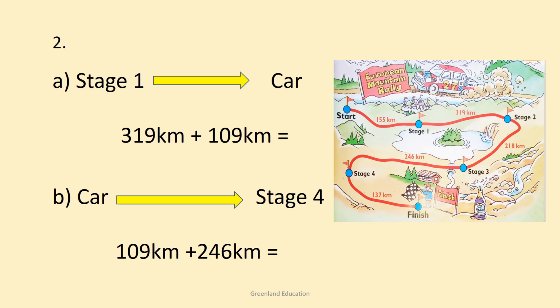Let's discuss the B one. You have to find the distance from car to stage 4. According to the picture, the car is at the center, or halfway, between stage 2 and stage 3. As we discussed in the previous slide, the distance from car to stage 3 is 109 kilometers. Then from stage 3 to stage 4, 246 kilometers. So what is the total distance from car to stage 4? 109 kilometers plus 246 kilometers.